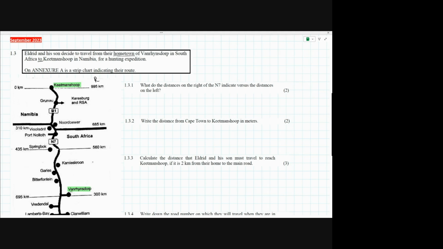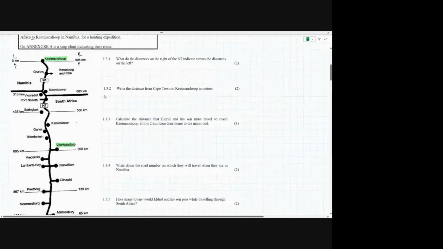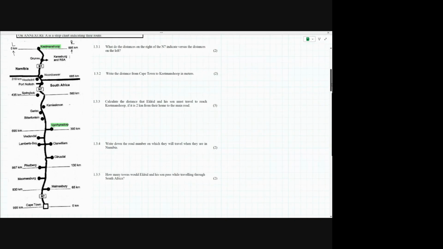This is the right-hand side. This is the left-hand side. So clearly, even though they're pointing to the same position, they represent different things. On the left, I've got 0 kilometers, but on the right, I've got 995 kilometers. So they represent different things. Can either of you tell me what they represent? Maybe it's the kilometers, like the distance? Mm-hmm.